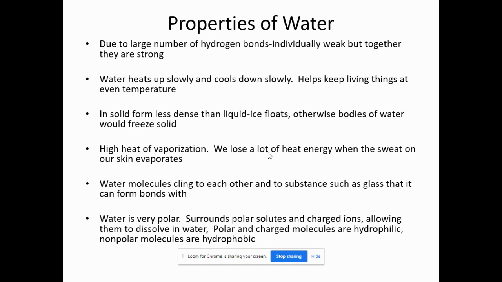So what do we call a substance that dissolves in a solvent such as water? We call that a solute. Polar and charged molecules are hydrophilic, meaning water-loving, so they readily dissolve in water. Nonpolar molecules, which we'll talk about in the next lecture, are hydrophobic, meaning water-fearing. These are important properties of water that affect so many parts of life, and it has these properties in large part because of the hydrogen bonds.